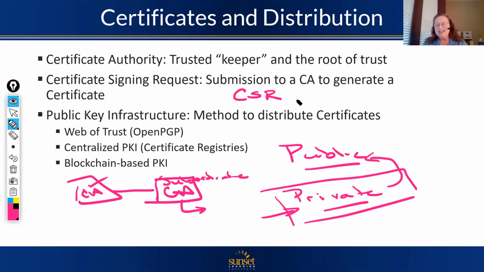What's built into that CSR are things like the name of my server, my personal information. I'm talking about personal as in corporate. So, I'm Sunset Learning and our training facilities in Denver, Colorado, and this is the department. And there's something called subject alternate names, and a bunch of other pieces of information go into generating this CSR. It's formatted a very specific way.